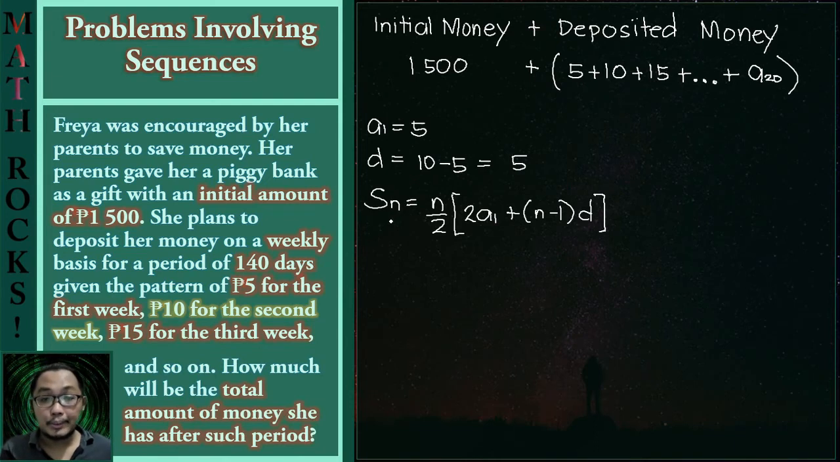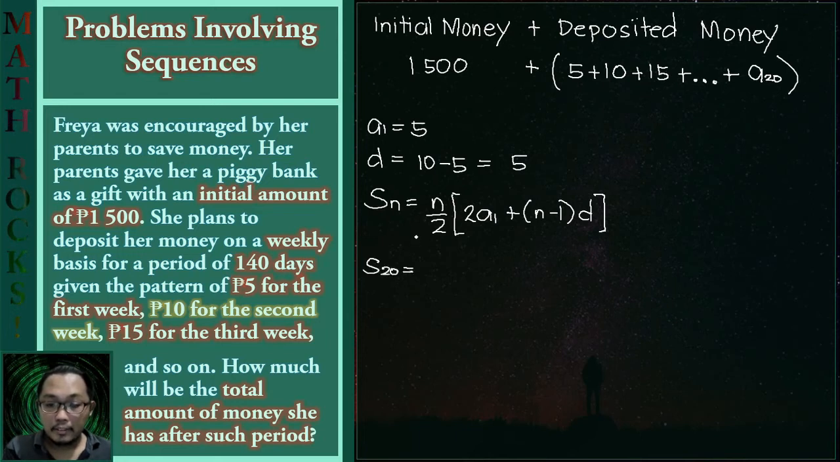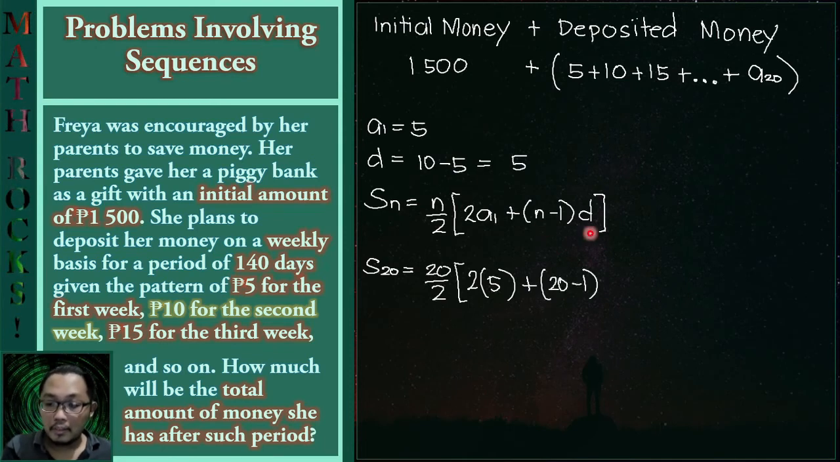Now let us substitute all the known quantities here for the a sub 1 and the common difference in our formula. Since we would like to have the total amount of money that she has for a period of 20 weeks, then the s sub n becomes s sub 20. And since the n changes to 20, this also changes to 20. For the value of a sub 1, we have a 5. And the n again changes to 20. And for our common difference, we have a calculated value of 5. Now let us simplify this resulting equation.